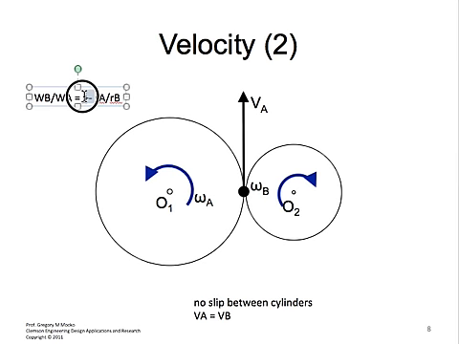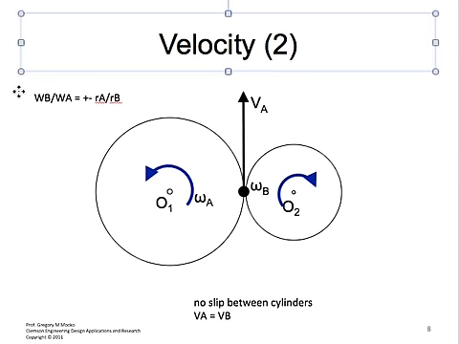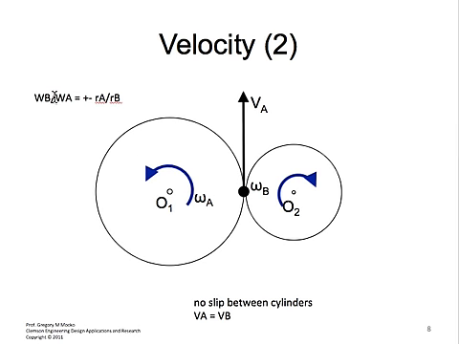The plus or minus is there because the omega of A is opposite to the omega of B. So this is the relationship between the omegas of each of the circles based on the pitch line radii of each circle. So this is the fundamental law of gearing right here. This expression is the fundamental law of gearing.